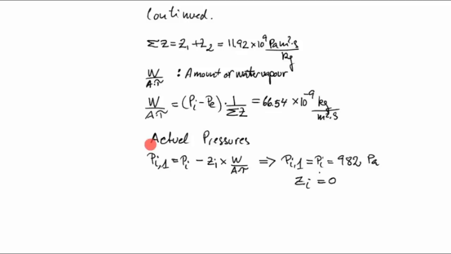To find the actual pressures in the layer, I have this equation here, and what it says is actual pressure in layer I,1 equals actual pressure internal minus Zi times amount of water vapor passing through. So what I get here when I use my calculator and fill in the values is that I get 982 pascals, and that is exactly the same thing as internal pressure. So internal pressure is equal to the pressure in the first intermediate layer, and that is because Zi equals 0.